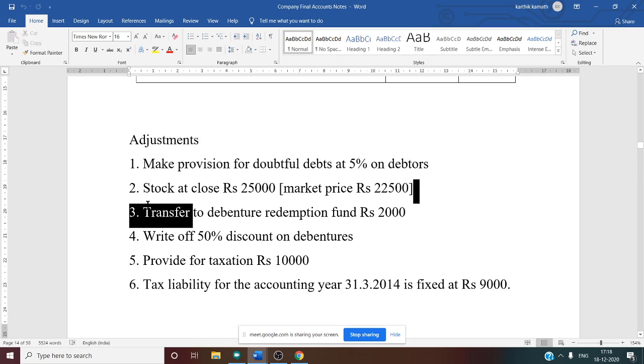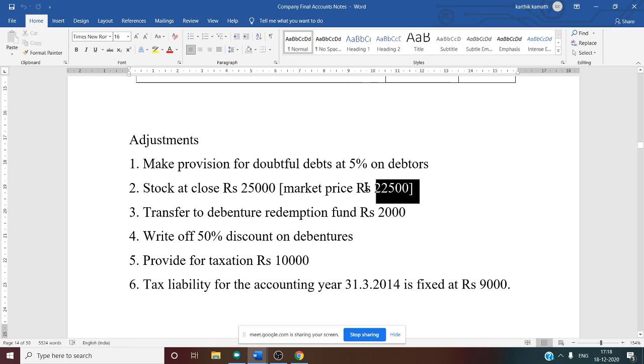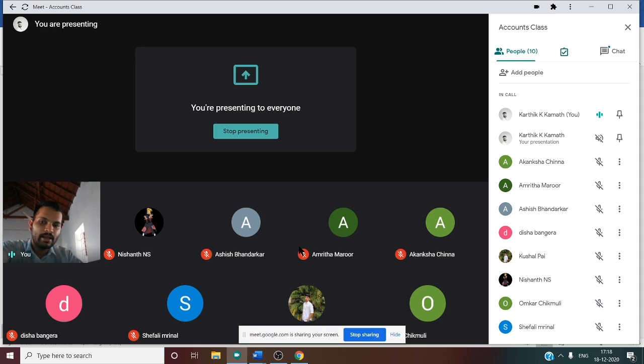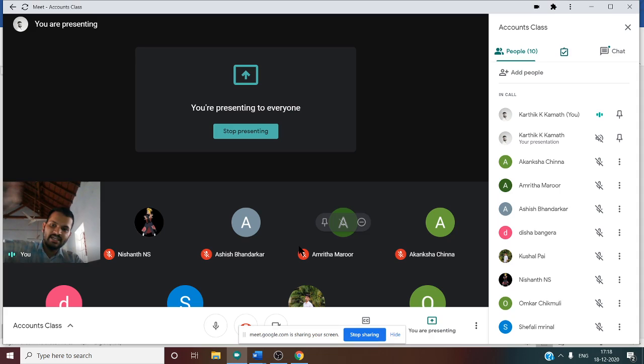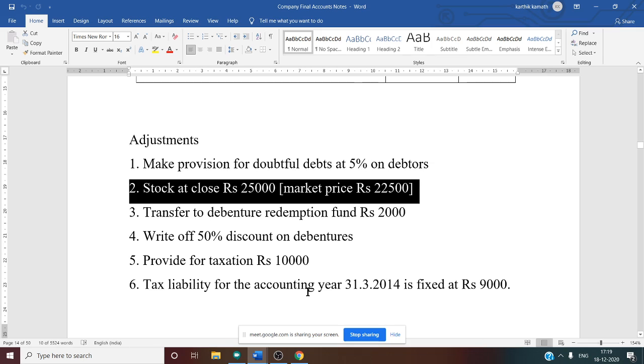Again, stock at close is given. Closing stock information is given 25,000. Market price is 22,500. Whichever is low, we have to take. So again, two times it will come. One is in changes in inventory. Opening stock minus closing stock, whatever the difference you are going to write. That is working note number 26. Then one more thing is inventory. Inventory in balance sheet, that is only closing stock you have to show. That is working note number 17.